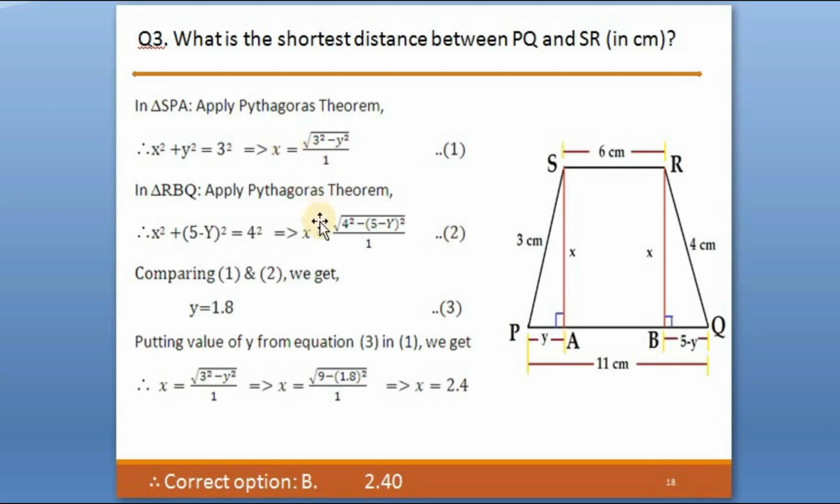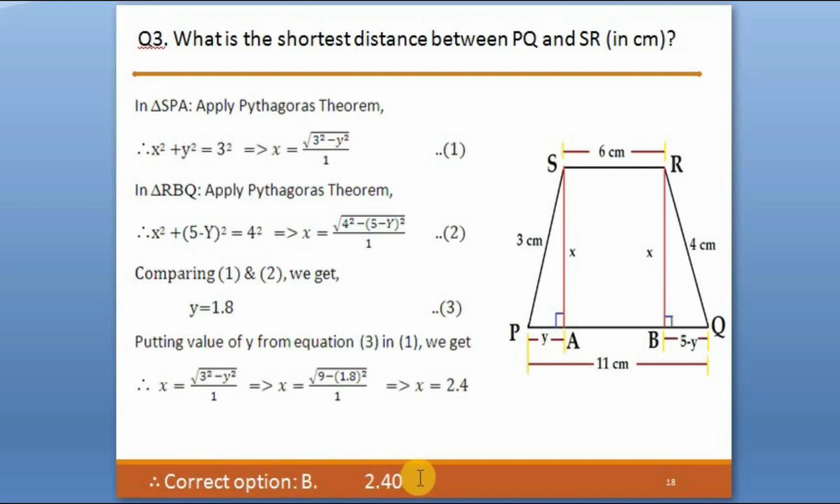Now comparing 1 and 2, by just comparing these two simple equations, we can easily get the value of y, that is 1.8. Now by putting y in any of these two equations, we can get the value of x. Because we have to find this shortest distance x, by putting y in the first equation, that is the square root of 3 square minus y square, so here the square root of 9 minus 1.8 whole square, by simple arithmetic we can calculate the value of x as 2.4. So out of the given options, option B, that is 2.4, is the correct answer, right?